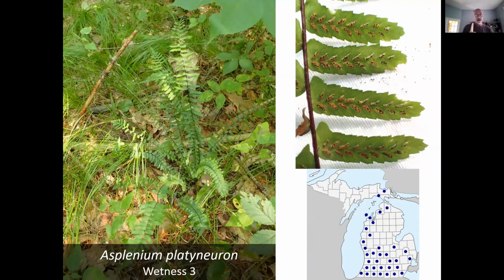With one exception, it's got to be shady. If it's a sunny habitat that's well-drained and sandy, forget it, you'll never find it. But if it's good canopy, this species can pop up. So I think of it as the toughest of the ferns personally.